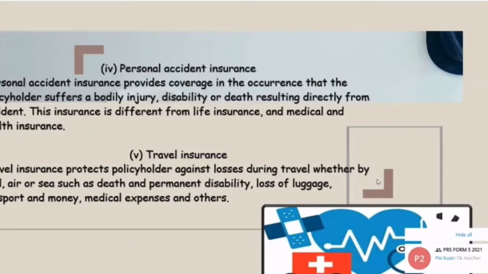And the last one is travel insurance. Travel insurance protects policyholders against losses from travels, whether by land, air, or sea, such as death and permanent disability, loss of luggage, transport and money, medical expenses, and others.